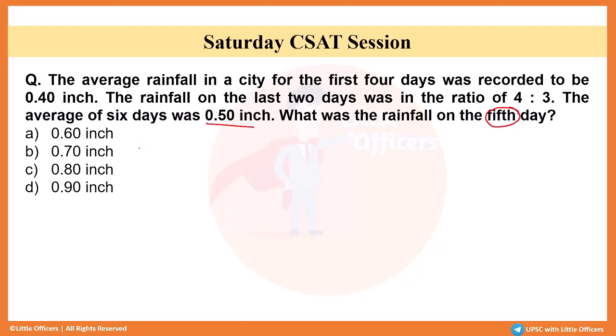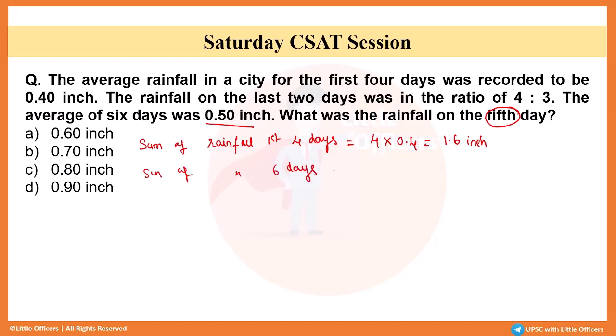फर्स्ट लेट अस गो विद द प्रोसीजर. फर्स्ट 4 डेज का एवरेज दिया है. सो दैट मींस वी कैन फाइंड सम ऑफ द रेनफॉल दैट हैज हैपेंड इन द फर्स्ट 4 डेज. सो पहले 4 दिन में कितना बारिश हुआ है? दैट इज 4 into 0.4 इंचेस, दैट इज 1.6 इंचेस रेनफॉल हुआ है. Similarly, 6 day का एवरेज दिया है. So we can also find sum of rainfall for all 6 days. कितना है? 6. यहां पर नंबर ऑफ डेज 6 हो गया इनटू एवरेज कितना? 0.5 इंचेस. सो टोटल कितना आ रहा है? 3 इंचेस आ रहा है.